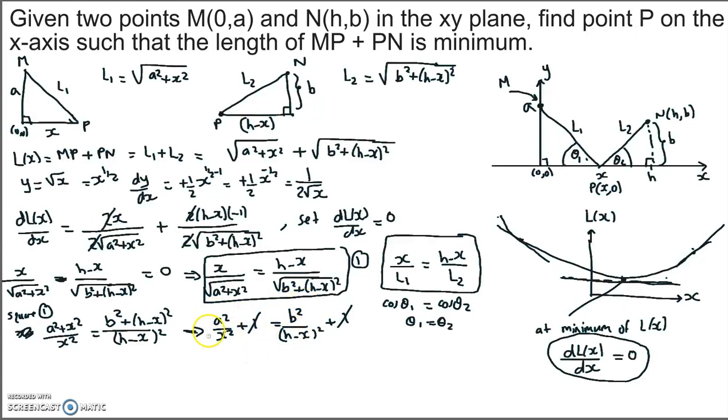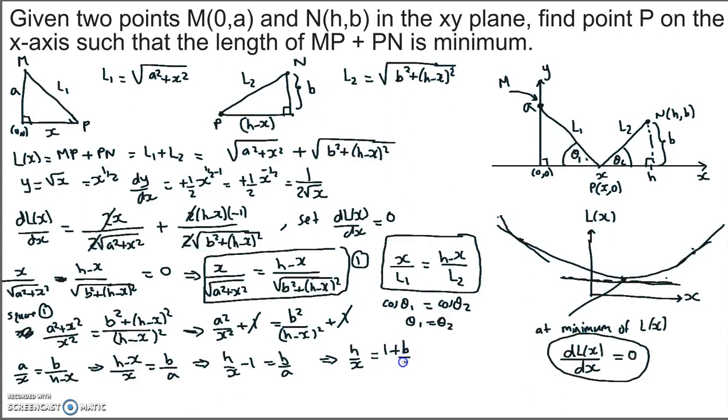Now everything here has a square to it, so we're going to take the square root of that. So a over x equals b over h minus x. And let's swap these two terms, a and h minus x. Therefore, (h minus x) over x equals b over a. Therefore, h over x minus 1 equals b over a. Therefore, h over x equals 1 plus b over a.